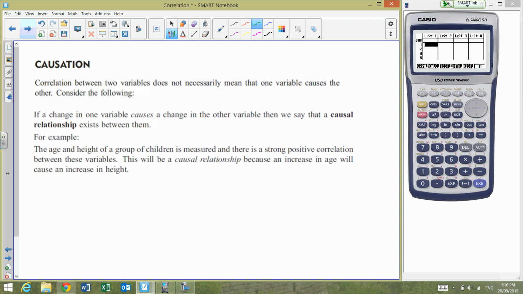So we have what we call causation. We don't know that one variable causes the other. If we look at the example, the age and height of a group of children is measured, and there is a strong positive correlation between the two variables. This will be a causal relationship, because an increase in age will cause an increase in height, only up to a certain age, of course. So this is what we call a causal relationship. It's a result of the other.